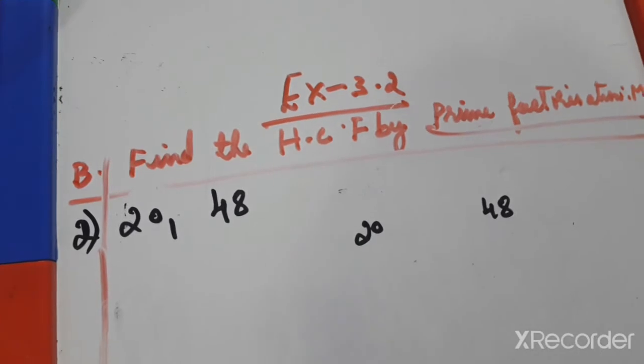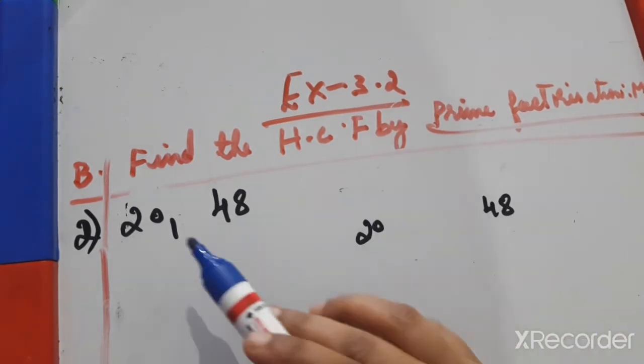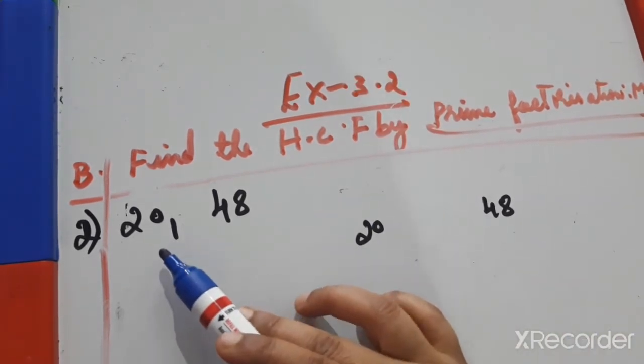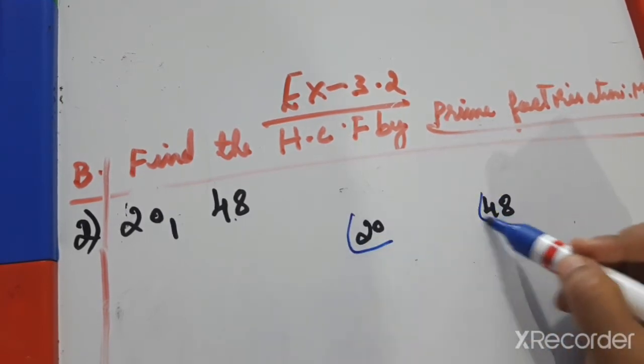Now next question. Find the HCF by prime factorization. Question is 20 and 48. So we have to divide with prime numbers.